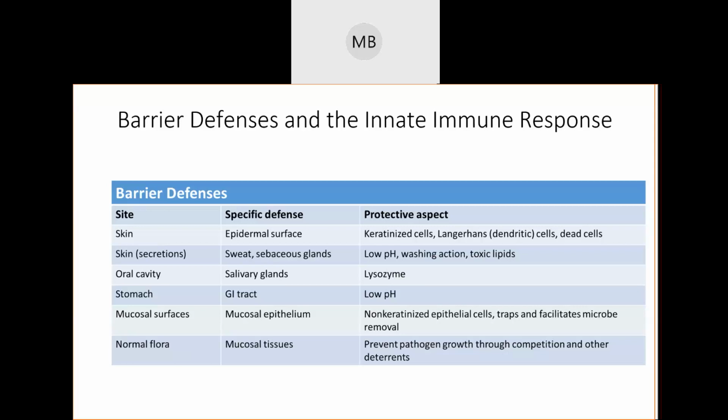Right? All of these are barrier methods into your body and count as your body's first innate line of defense to protect itself from the outside world. Everything else, we're going to start getting into specific cells, and we're going to get into our non-specific responses to things. But this was our first barrier to the outside world.